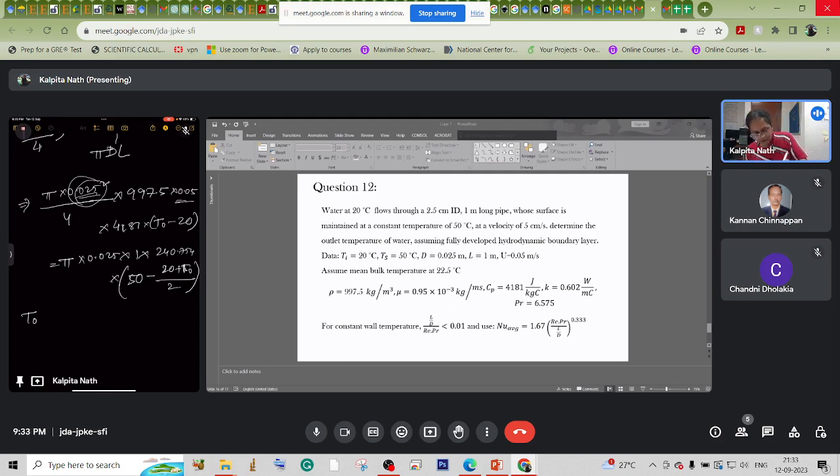So what value did you get for this whole thing? Find out the value. 104, sorry, it is 0.05 into 4181. Yes, 4181 is Cp. 102.36. Yeah, this is 102.36. Now let me solve for pi into 0.025 into 240.754, this whole thing will come out to be 18.908, right? Yes, it is coming.